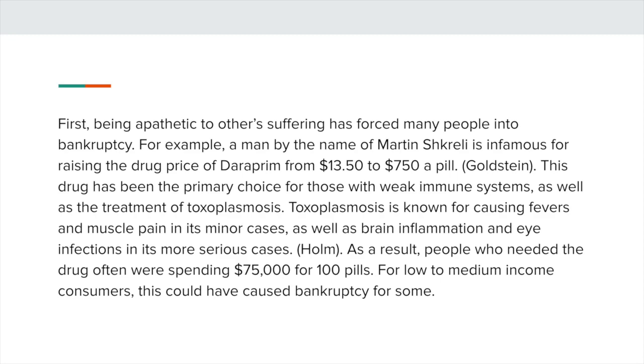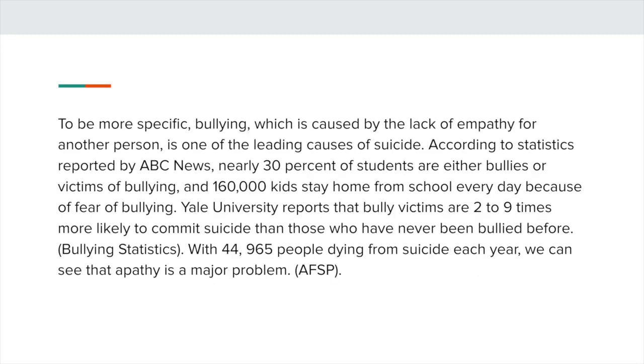Let's take a look at another example, one about bullying. And the speech was about a lack of empathy for others. But let's take a look at whether or not this establishes the root cause. To be more specific, bullying, which is caused by the lack of empathy for another person, is one of the leading causes of suicide. According to statistics reported by ABC News, nearly 30% of students are either bullies or victims of bullying, and 160,000 kids stay home from school every day because of the fear of bullying. Yale University reports that bully victims are 2 to 9 times more likely to commit suicide than those who have never been bullied before. With 44,000 people dying each year from suicide, we can see that apathy is a major problem.